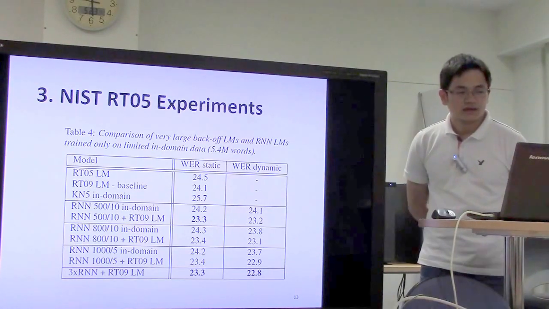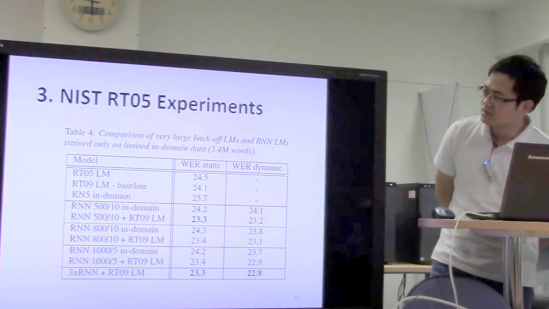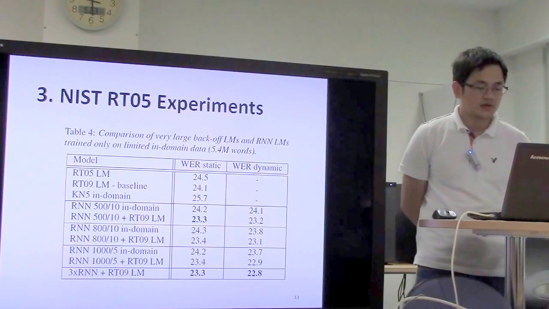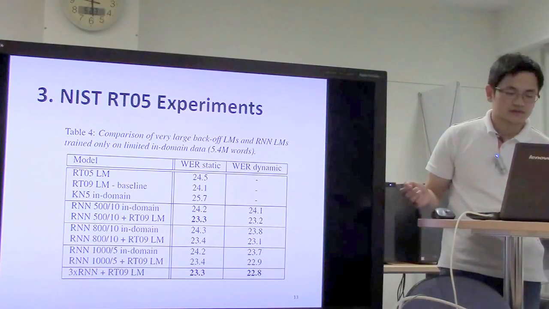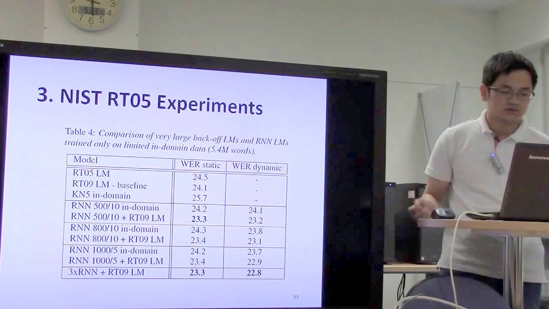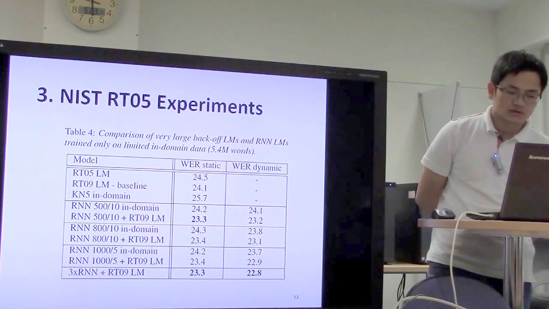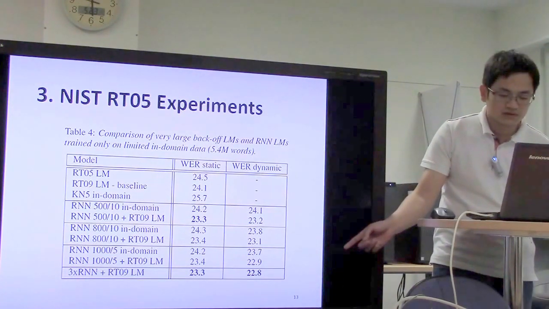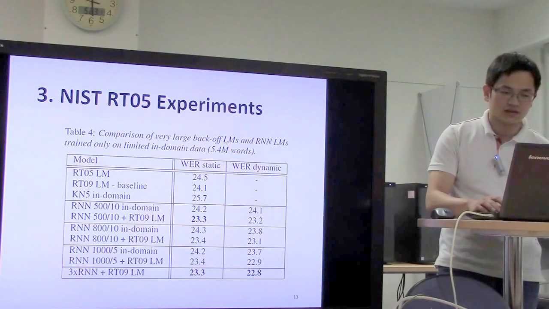So this is the NIST Rich Transcription 2005, and this compares the very large backoff model and the recurrent neural network model on the limited domain data, just 5.4 million words. And for the word error rate, with the dynamic system we have the best result there.